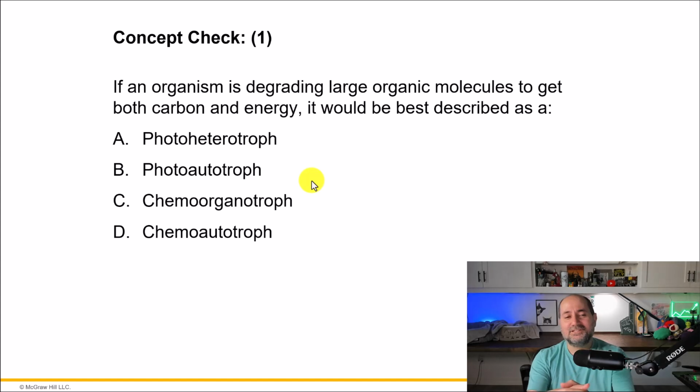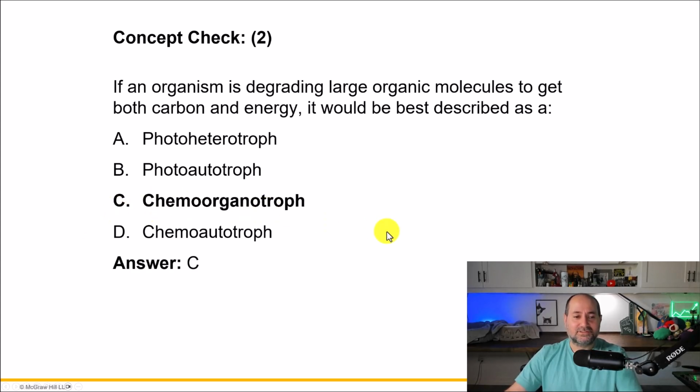All right, concept check. Number one, let's see if we can figure this out together. If an organism is degrading large organic molecules, so that means it's an organotroph, to get both carbon and energy, right? Carbon meaning you are a heterotroph, energy meaning you are a chemotroph, right? So which one would you be? Oh yeah, C, a chemoorganotroph. So the answer is C. I hope you can break it down that way. It'll take some practice, but I think you can nail it.